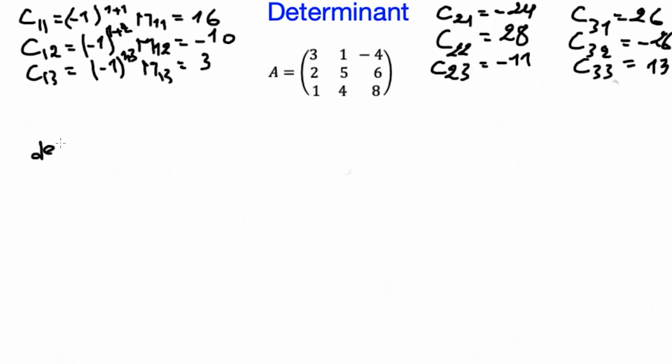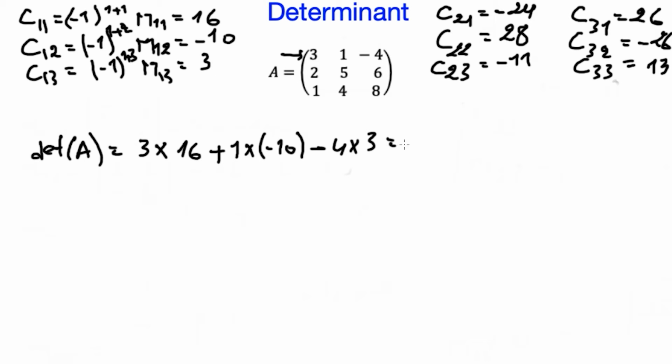So the det of A will be equals, we can go for example with this first row, so it will be 3 times C11, which is 16, plus 1 times minus 10, minus 4 times 3. So this is equals 3 times 16 minus 10. So 3 times 16 is 48, minus 10, here minus 12, and this is 22, so 48 minus 22 is 26.